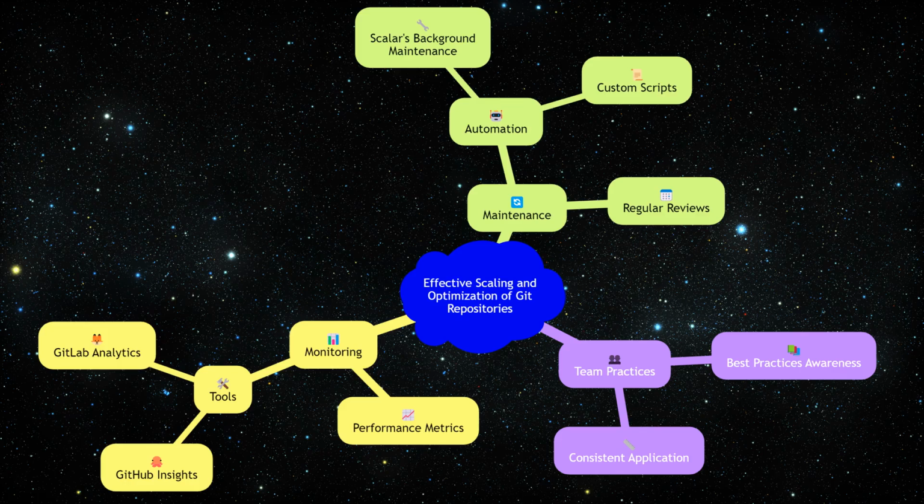Effective scaling and optimization of Git repositories require ongoing monitoring and maintenance. Regularly review repository performance metrics to identify potential issues. Use tools like GitHub Insights or GitLab Analytics to track repository health and performance. Automate maintenance tasks using Scalar's background maintenance feature or custom scripts. Ensure that all team members are aware of best practices and follow them consistently. This section will discuss strategies for monitoring and maintaining optimized Git repositories.